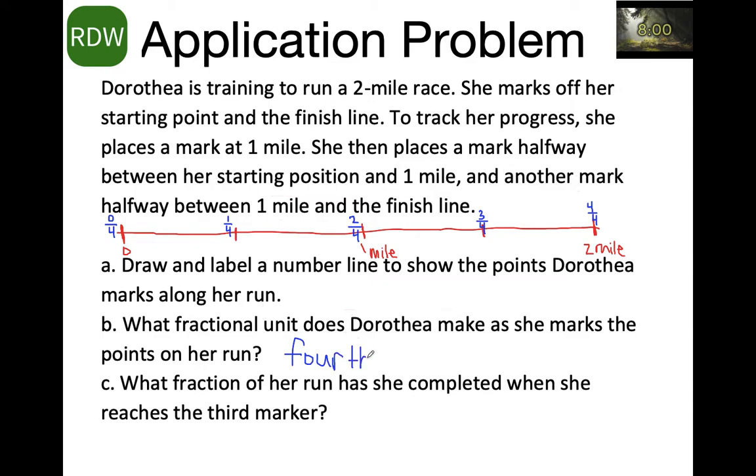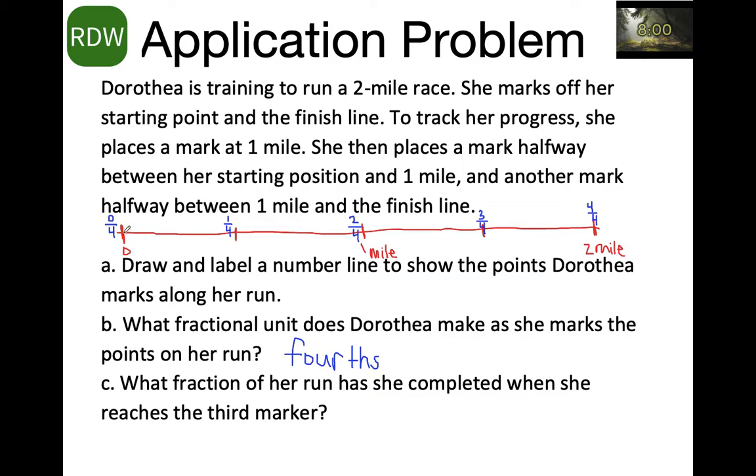That's part B. And then, what fraction of her run has she completed when she reaches the 3rd marker? Now, we do not count this as one of her markers since that was where she started. So we're going to figure out what fraction she landed on when she reached her 3rd marker.